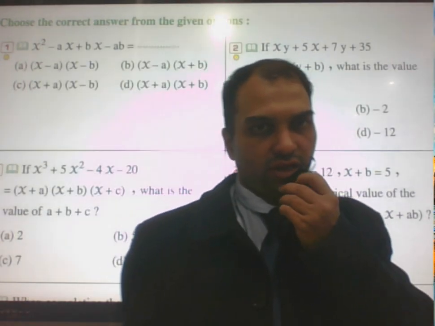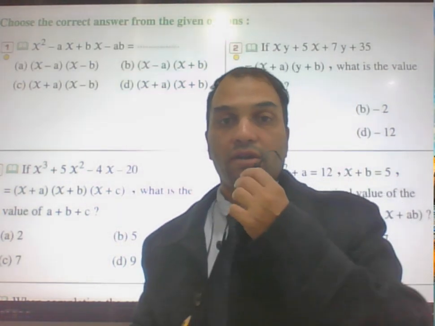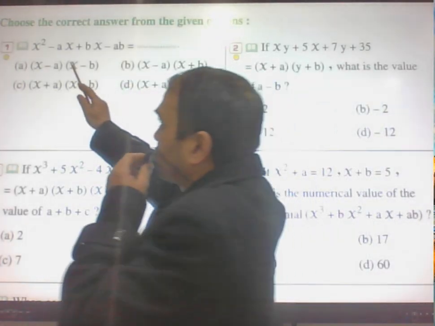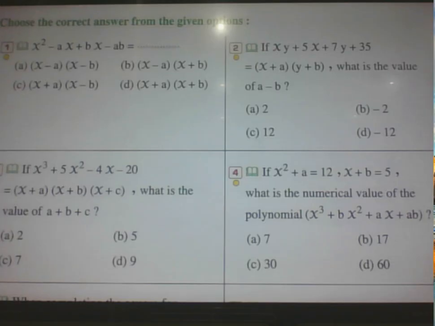Multiple choice questions. Today we speak about factorizing expressions which have four terms by regrouping. Look with me at the first question here. We have x power 2 subtract ax plus bx subtract ab equal. We can factorize this expression by opening two brackets and regrouping the expression into two terms and two terms.